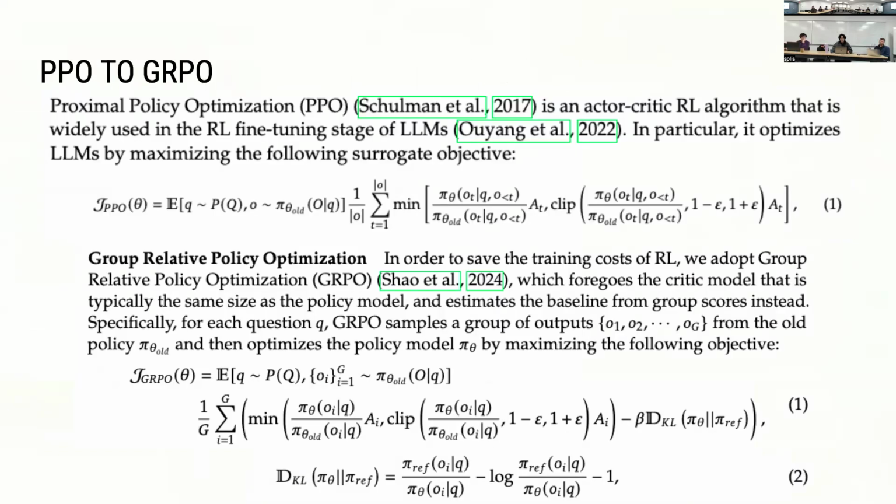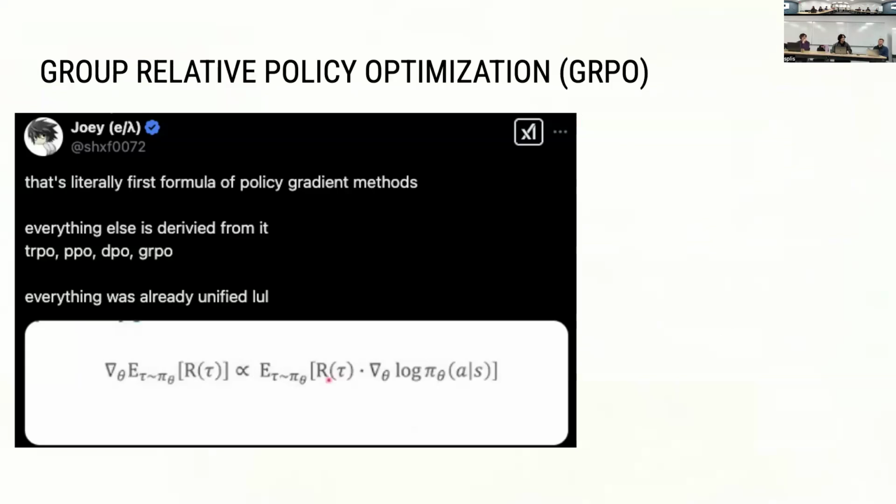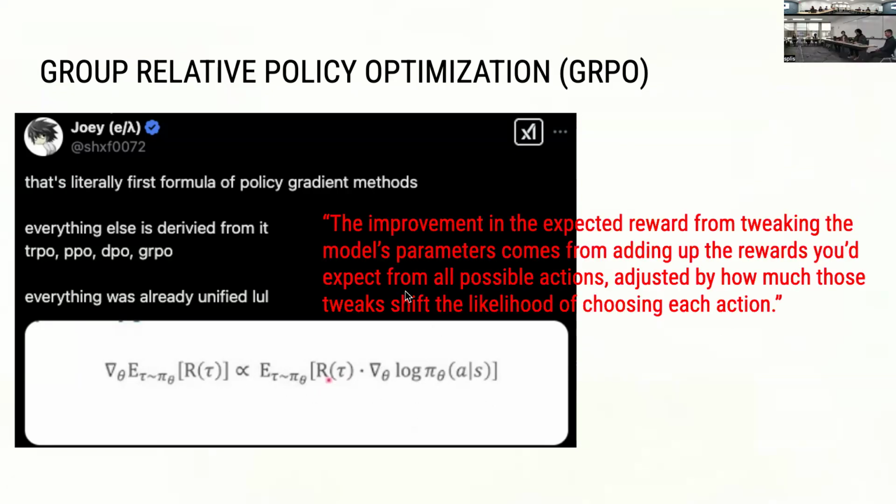the task. Because I can't explain what all these symbols mean, let's follow through a Twitter thread explaining it. So we first start off with the formula inside the policy gradient methods paper, which has this equation down here. And if you are simply illiterate like me, this means the improvement in the expected reward from tweaking the model parameters comes from adding up the rewards you expect from all possible actions, adjusted by how much those tweaks shift the likelihood of choosing each action. It's actually remarkably kind of simple.